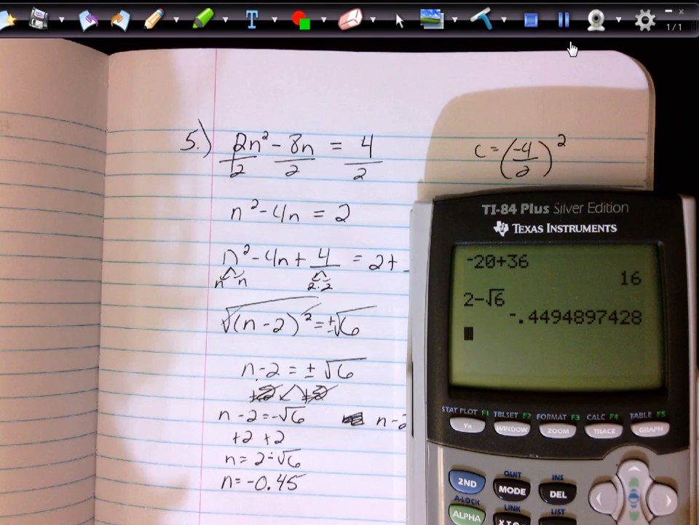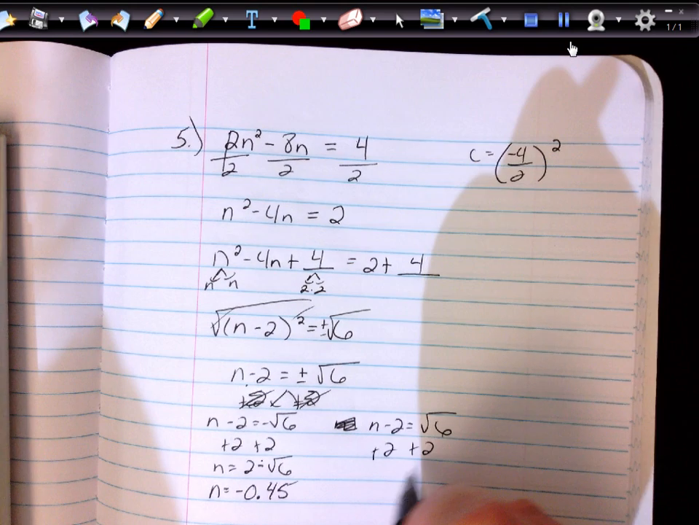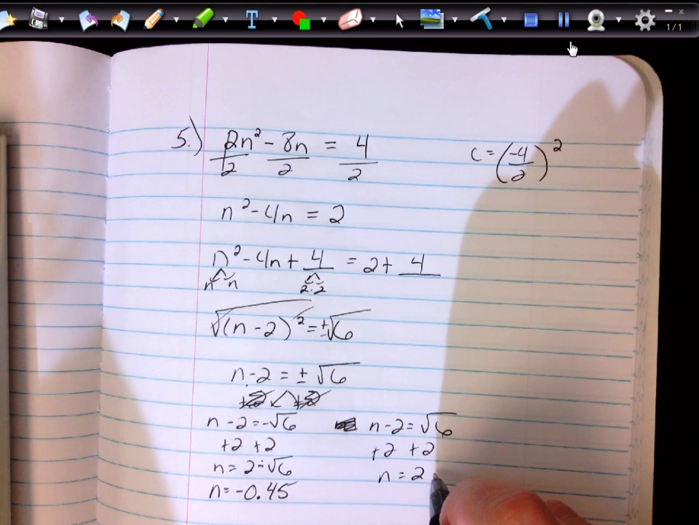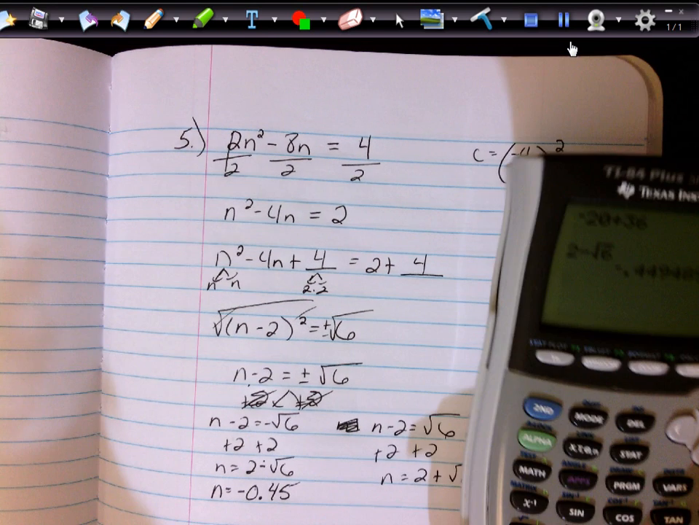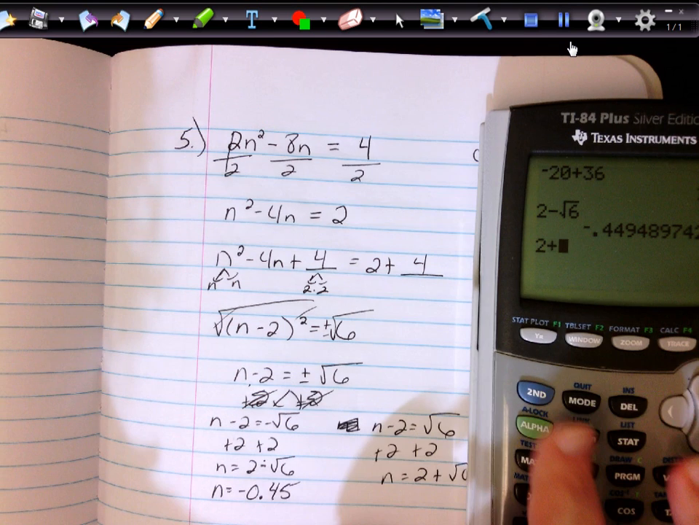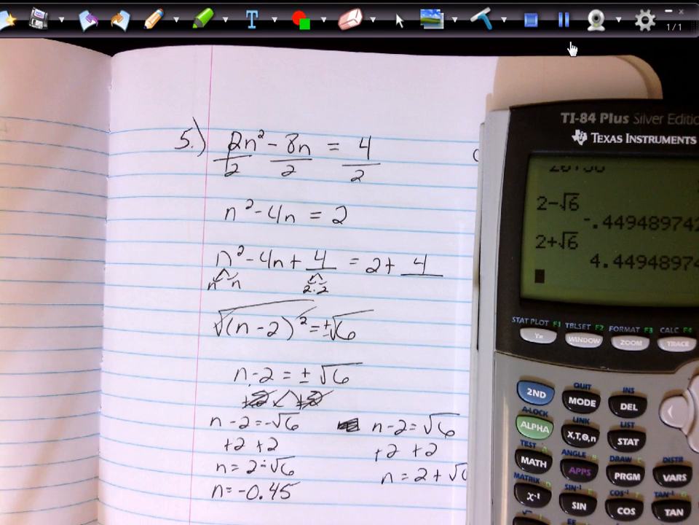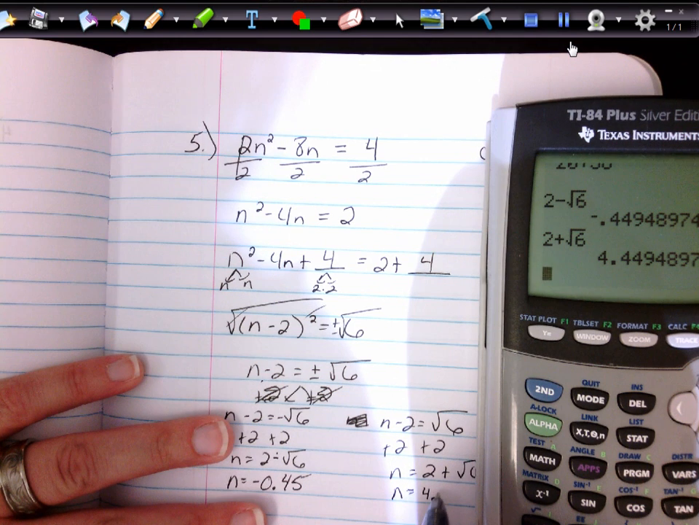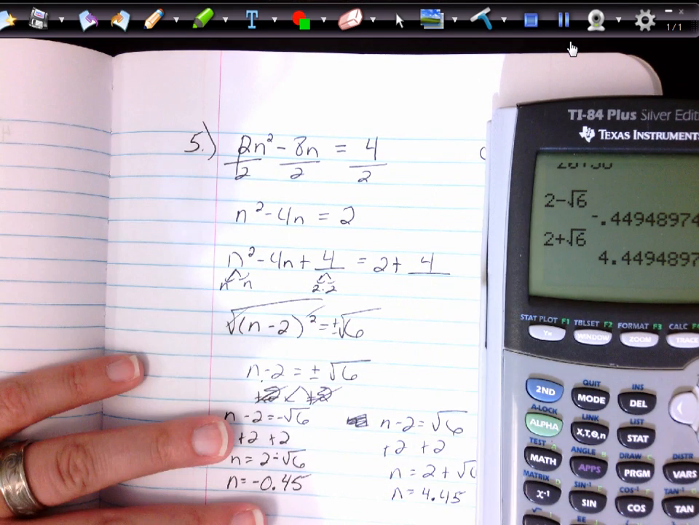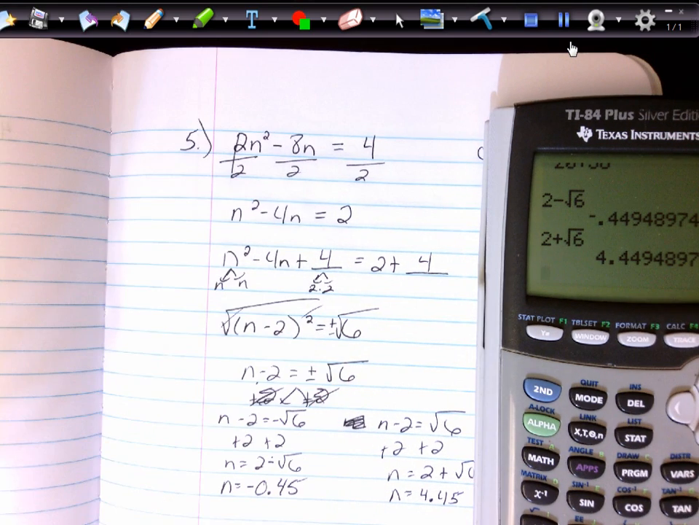Then I'm going to do the same thing on the other side. I'm going to add my 2, and n is going to be 2 plus square root of 6. So again, I'm going to take my calculator and say 2 plus the square root of 6. And again, it's going to give me a big long decimal because 6 is not a perfect square, so I'm going to round it to the hundredth. So I'm going to say 4.45, because again, that 9 is going to round that 4 right there to a 5.